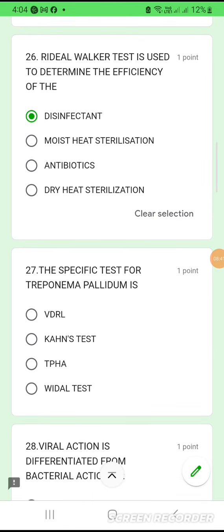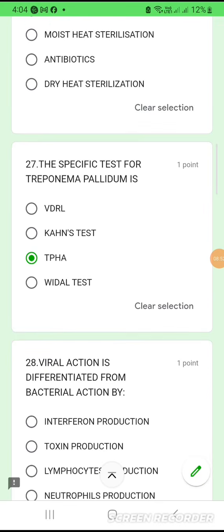The specific test for Treponema pallidum. They are asking specific test. Just note the question, specific test. The test which is specific for Treponema pallidum is option C, TPHA.